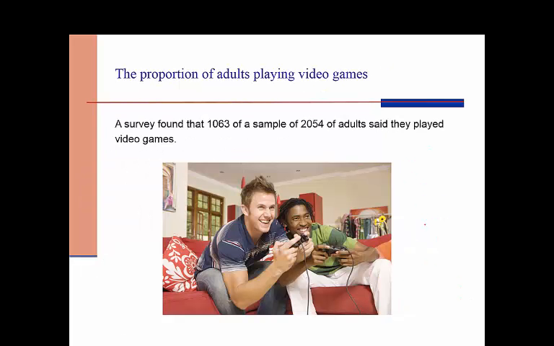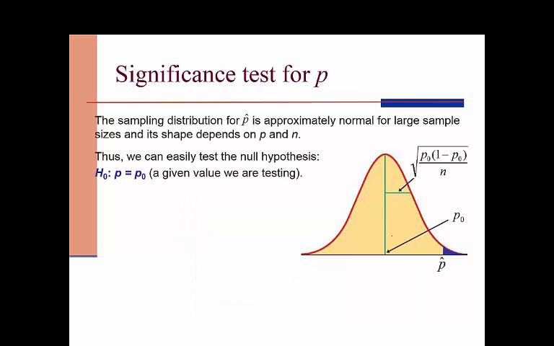Okay. So for example, a survey found that 1,063 out of 2,054 adults said they played video games. You want to test a hypothesis if a certain conception that you have about how many people played video games is true or not. So the first thing you do is set up a hypothesis, and you can set up an alternate hypothesis.